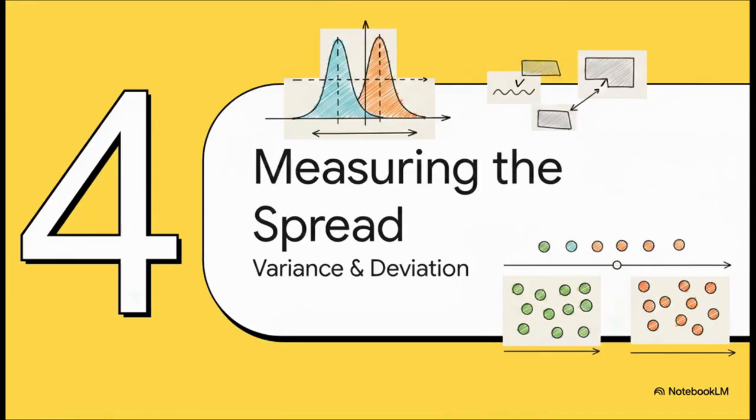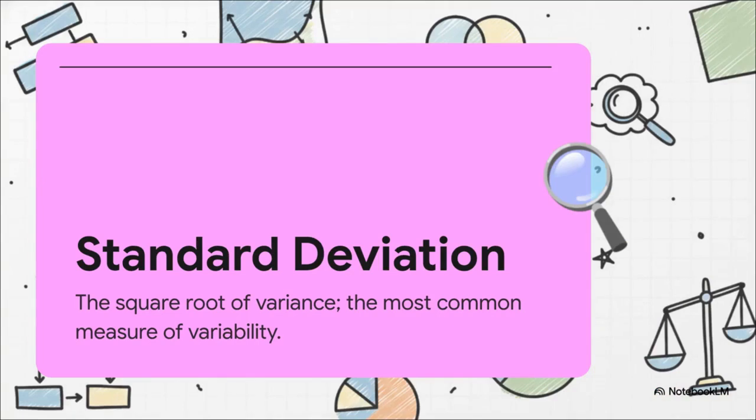Section 4, measuring the spread. Because finding the center is really only half the story. Two datasets can have the exact same mean and the exact same median, but look totally different. So we gotta measure how spread out those values actually are. While the range simply subtracts the lowest value from the highest, it completely ignores everything in between. And that's exactly why we rely on variance and standard deviation.